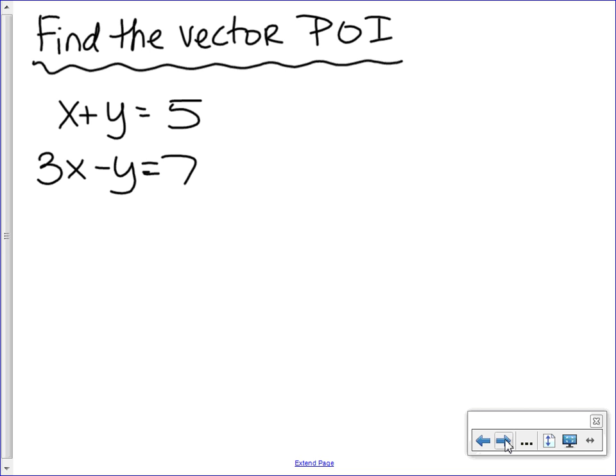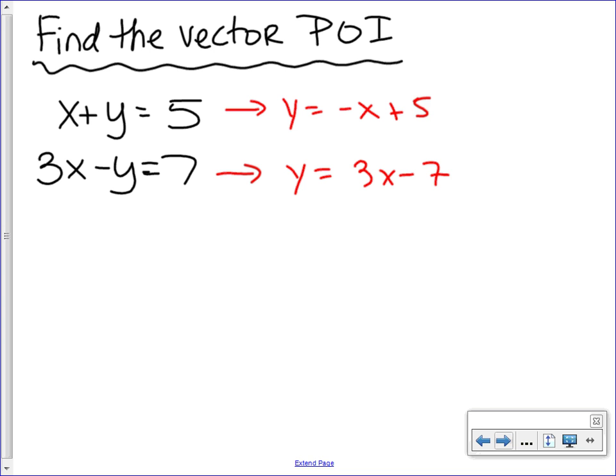Easy day. First things first, change them to y equals mx plus b so we can find vectors for them. So this is y equals negative x plus 5, and this is y equals 3x minus 7. You do that in your head, right? Just arrange the stuff so it's y equals mx plus b.